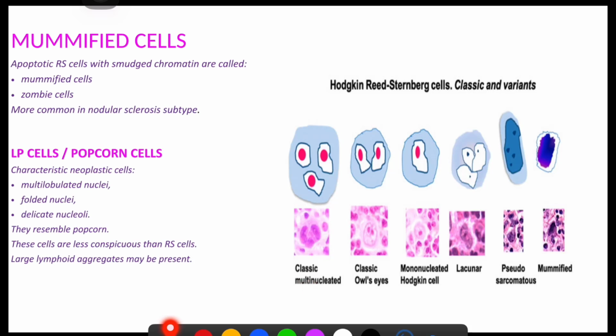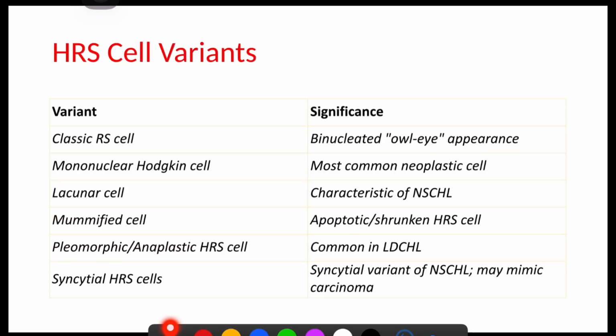multinucleated RS cells. This is classic owl's eye binucleated RS cells. This is mononucleated Hodgkin cell, and this is lacunar cell, where you can identify clear space around the nucleus, and this is pseudosarcomatous, where having enlarged elongated nucleus and cytoplasm. So, these variants having significance, how to differentiate all these HRS cells in different categories.